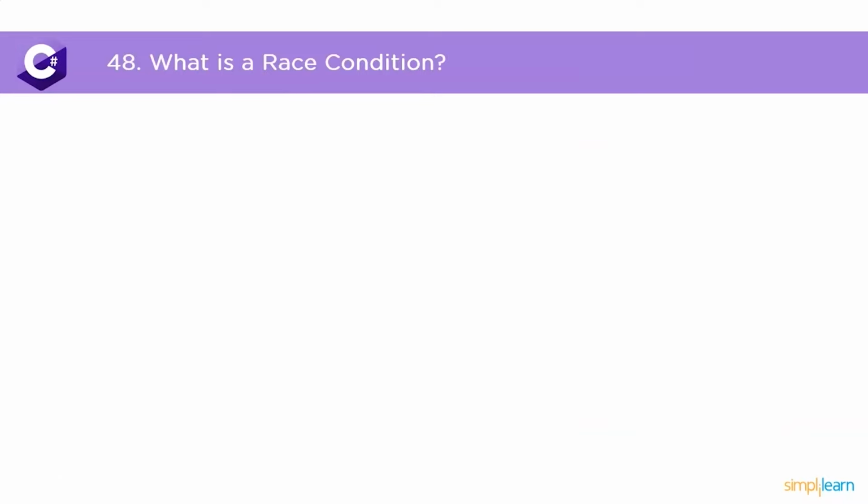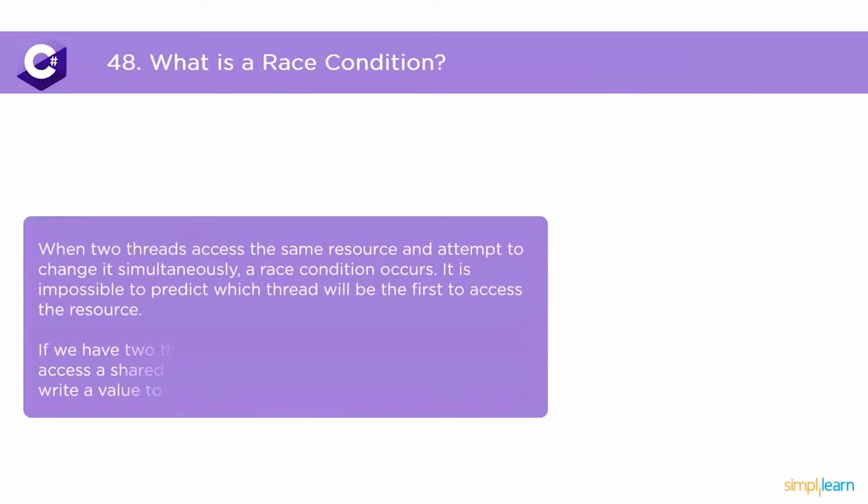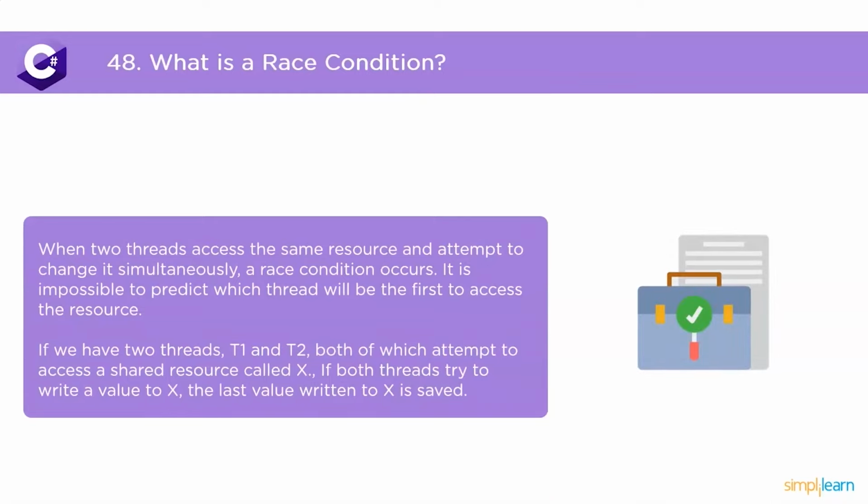The next question on the list is, what is race condition? A race condition occurs when two threads access the same resource and attempt to change it simultaneously. It is impossible to predict which thread will be the first to access the resource. If we have two threads, T1 and T2, both attempt to access a shared resource called X. If both threads try to access or write a value to X, the last value written to X is saved.